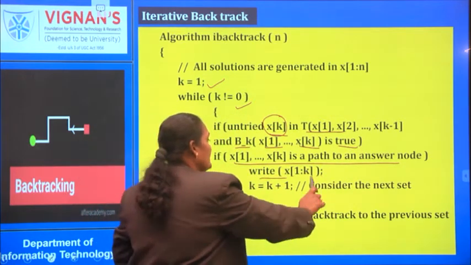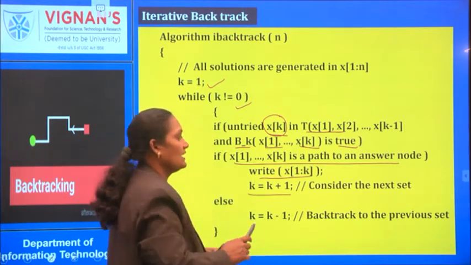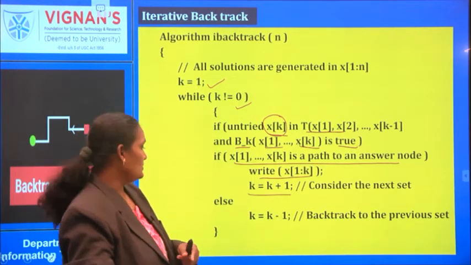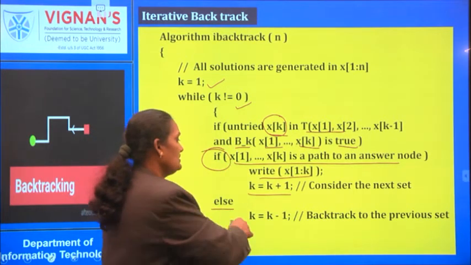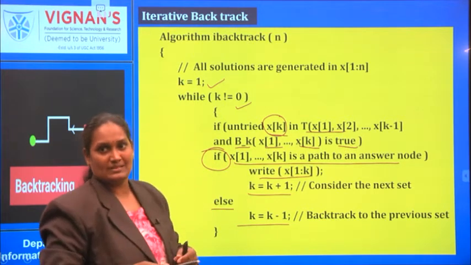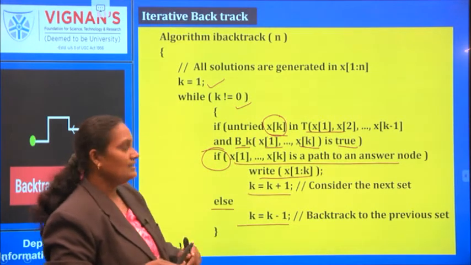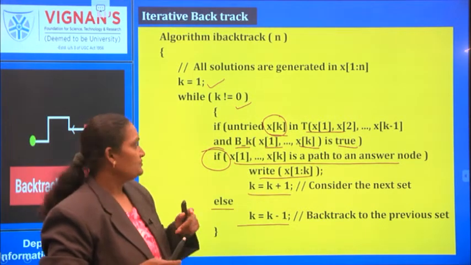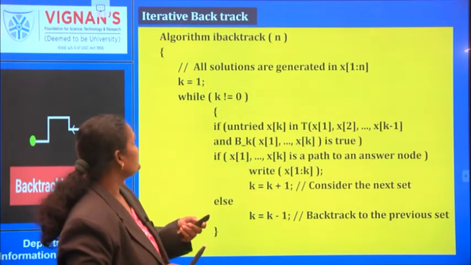now we write x of 1 to k and k is equal to k plus 1, considering the next value. Else, if it does not lead to a partial solution, we backtrack the process by taking k value as k minus 1. That is, one more step we are moving back by decrementing the k value. Okay, so this gives the iterative backtrack process.